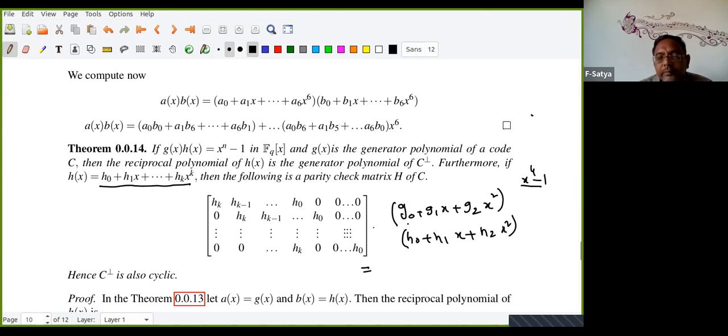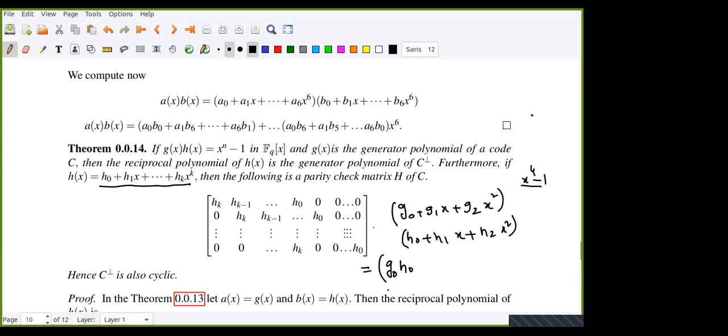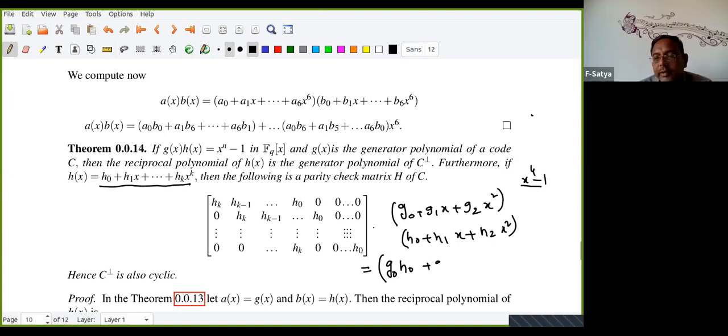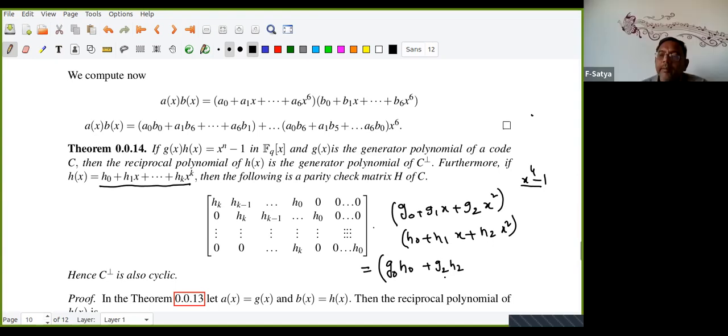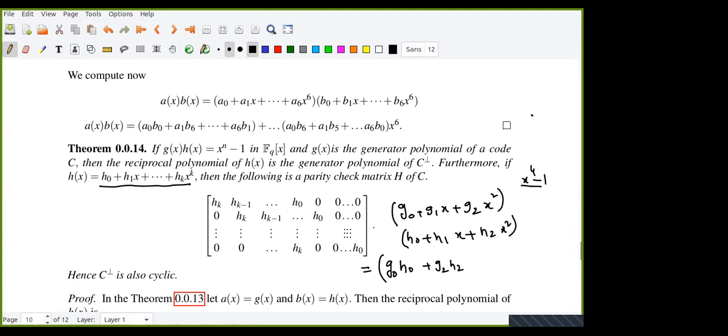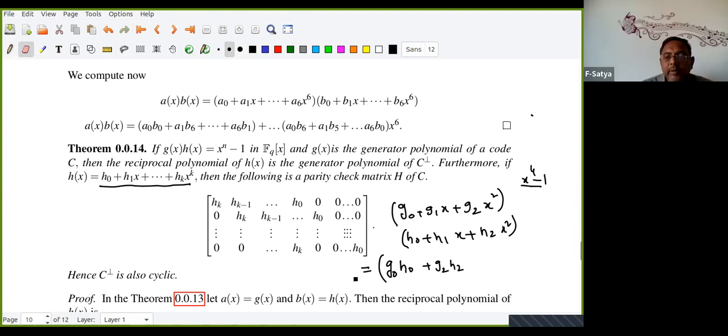Yes, please. What is the constant term? g0h0. Not only that, a few more will come. g2h2 also will come, right? Why did g2h2 also come? You are correct. Why did it come? Take modulo x power 4 minus 1. Yes, that is what I want to say.